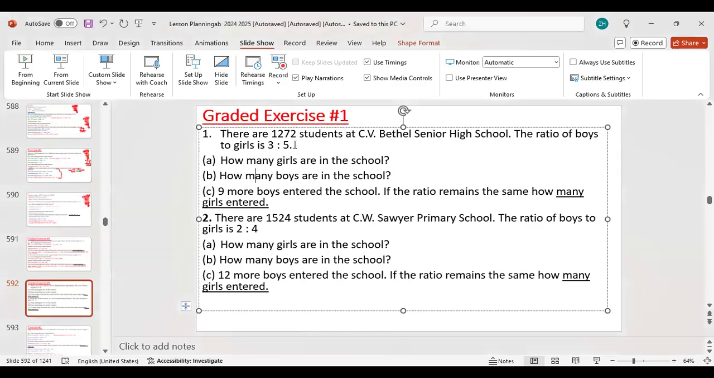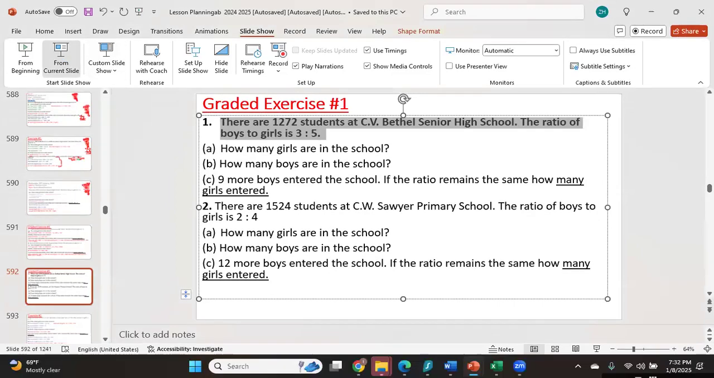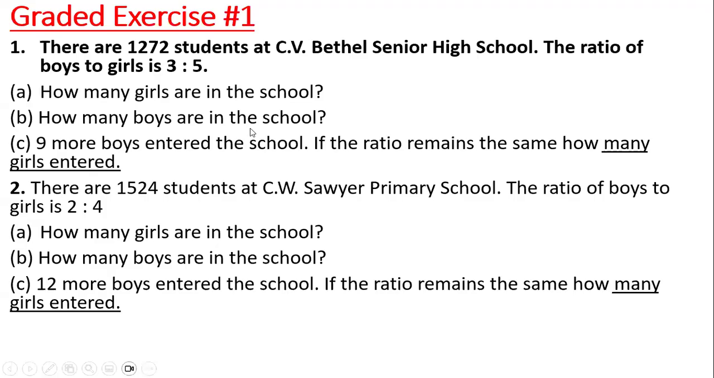Who's going to help me with number 1? I need someone to help me with number 1. I can help you with number 1. Go ahead, Rodrigo, and read it. There are 1,272 students at CV Bethel Senior High School. The ratio of boys to girls is 3 to 5. How many girls are in the school?